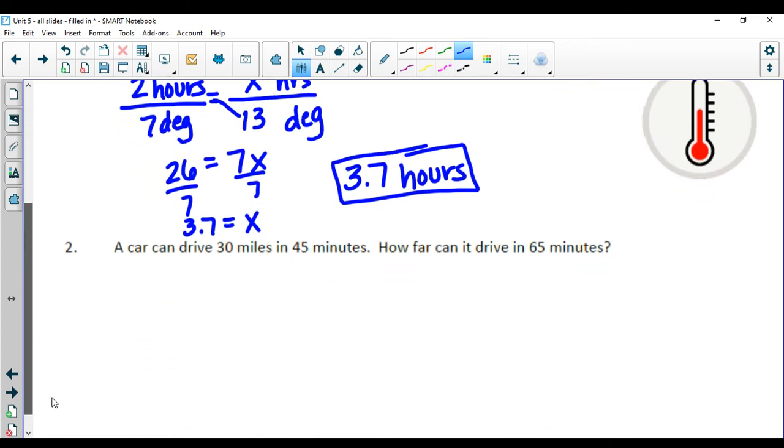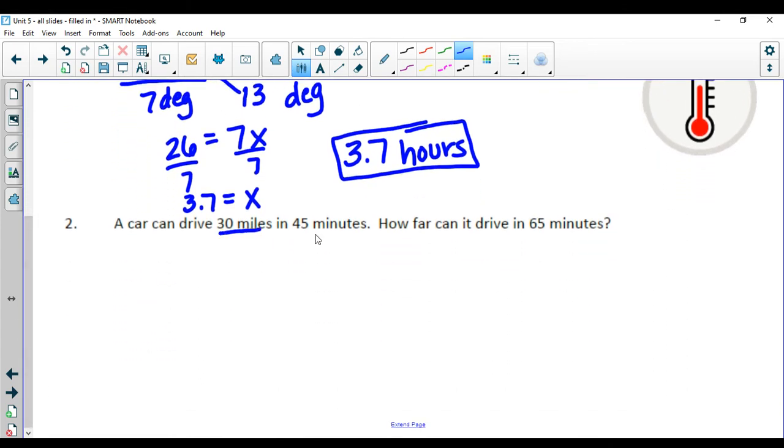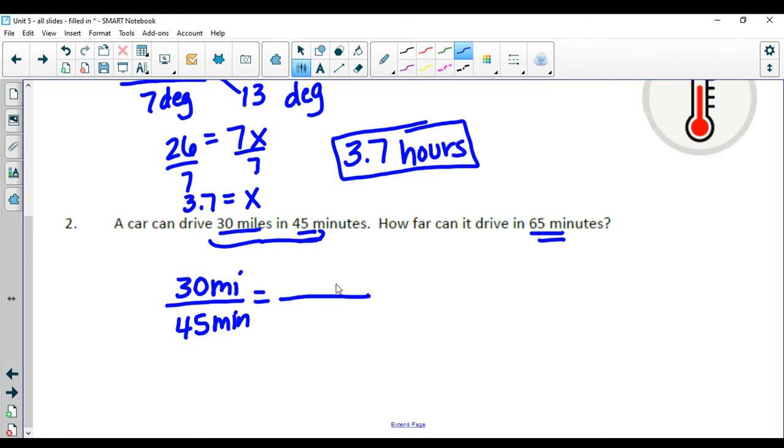Number 2, a car can drive 30 miles in 45 minutes. How far can it drive in 65 minutes? So that goes together. So we're going to start with this first piece of information, the 30 miles, which happens in 45 minutes. On the other side, we're going to follow the same setup. We have miles over minutes. Noticing I have 65 minutes, that will go in the bottom. And I'll put an x for the miles because it says how far.